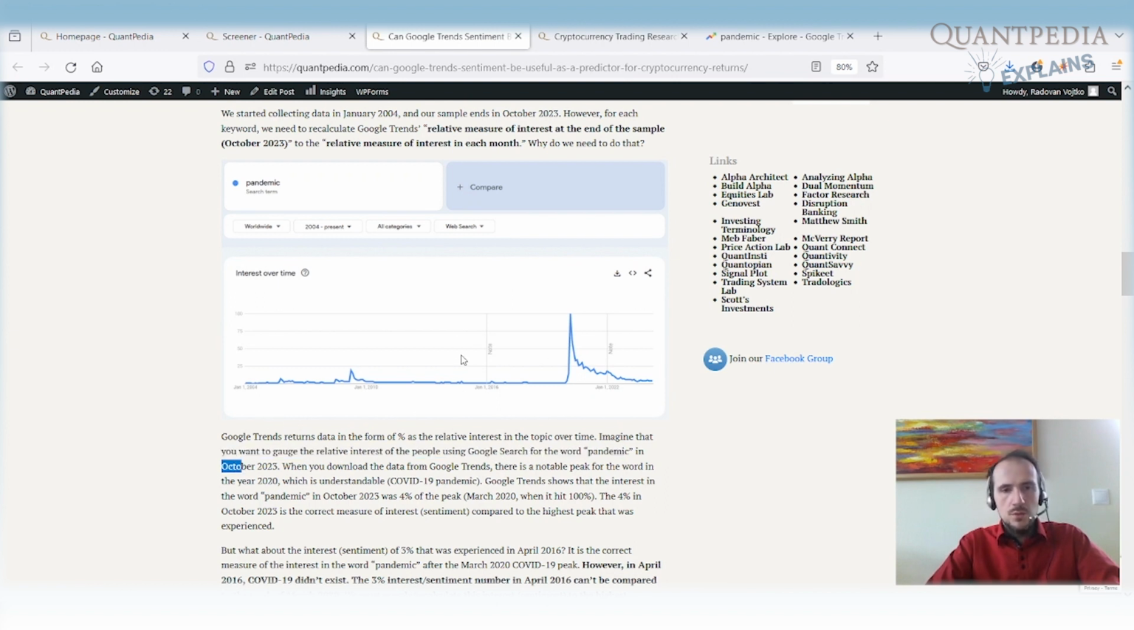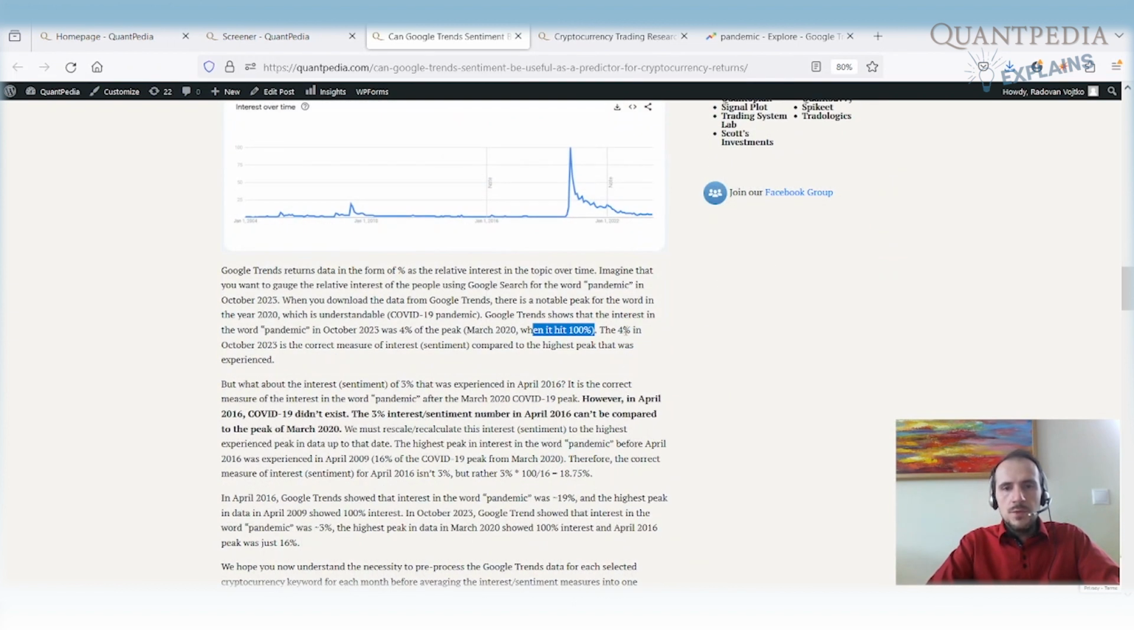This is the chart that I showed to you. When we download the data from Google Trends, there is a notable peak for the word in the year 2020. And it's understandable, because that was the COVID-19 pandemic. So Google Trends shows that the interest in the word pandemic in October 2023 was 4% of the peak. So at the end of the sample, the interest was 4% of the peak of March 2020, when it hit 100.